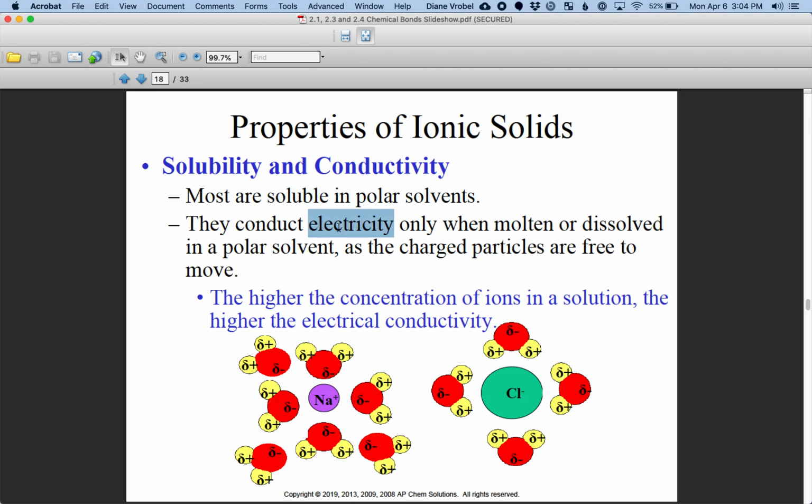They definitely conduct electricity. If you take a solid and you're able to melt it at a high enough temperature and you apply a charge to it, you will get conductivity with electricity. Notice that if you have more ions in solution, the greater the conductivity. Now you might ask yourself, isn't that obvious? Well, some people forget that pure water is not going to be conductive, because pure water does not contain ions. As a result, you will not get conductivity. We'll talk more about that.